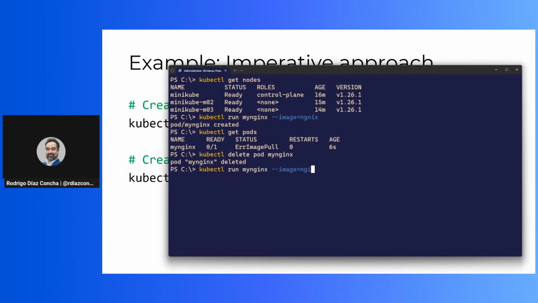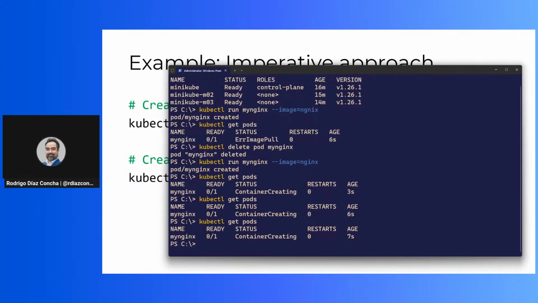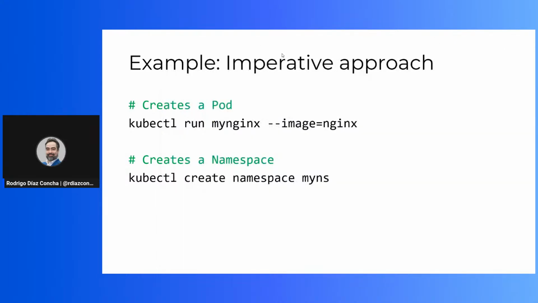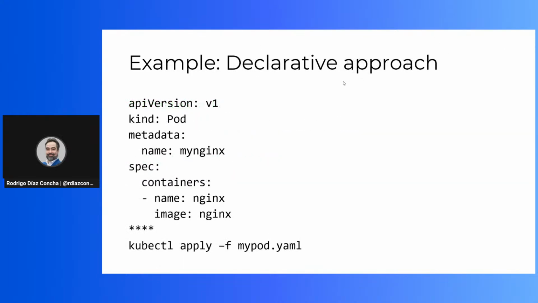Nginx, yes, I'm always confusing that. Again, I created the pod, and as you can see, this is being created right now. So it's pulling the image from Docker Hub, and eventually this pod will be running, okay? As you can see here on the screen. So this is just a small example of the imperative approach.